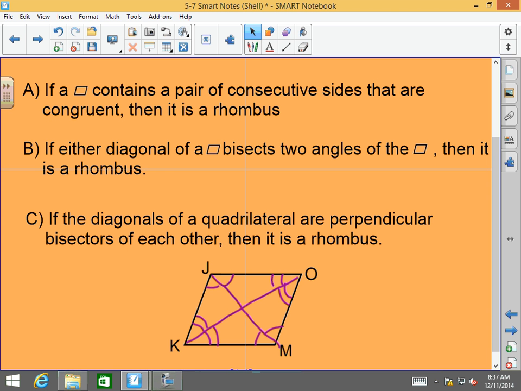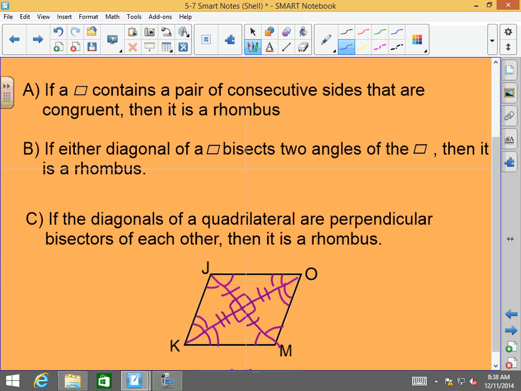So, does that mean that the diagonals of a rhombus are congruent? Guys, it's a question. No, very good. Whoever said yes, think about it. It's a parallelogram, so that means the diagonals bisect each other. But it's not a rectangle. A rectangle has diagonals that are congruent. A rhombus has diagonals that are perpendicular bisectors of each other. That's what creates a rhombus.